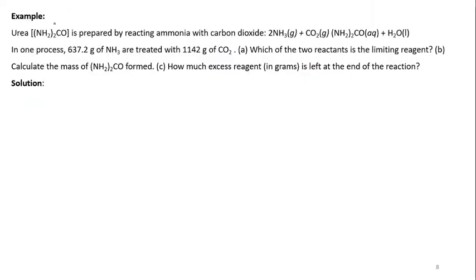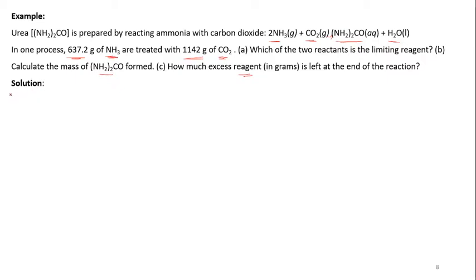Let's take another example. Urea is prepared by reacting ammonia with carbon dioxide. So 2 moles of ammonia react with 1 mole of carbon dioxide to give me 1 mole of urea plus water. If I started with 637 grams of ammonia reacting with 142 grams of carbon dioxide, which one of those is the limiting reagent, ammonia or carbon dioxide, and how much urea is formed, and how much excess reagent is left in the reaction?